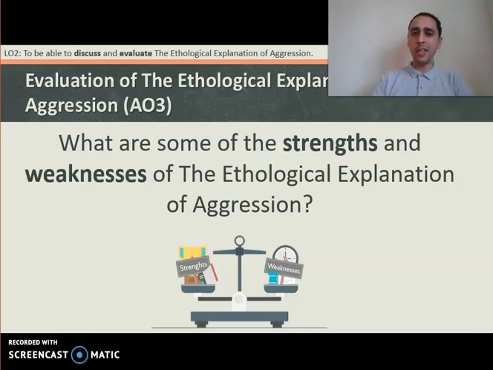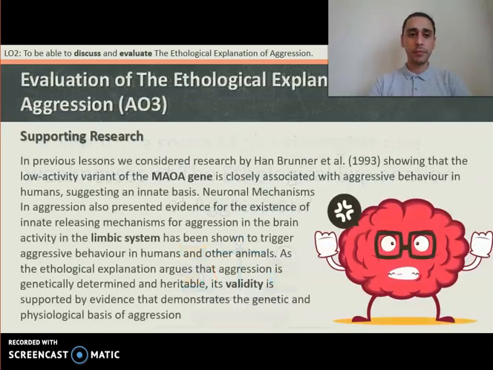R, reliable. Is it reliable? Why isn't it reliable? A, application. How does it apply to real life? Is this research really helpful? If it is, that's a good point to put as well. Evaluation or criticism doesn't always need to be negative. It's good to give strengths as well. So here's the first evaluative point we're going to look at.